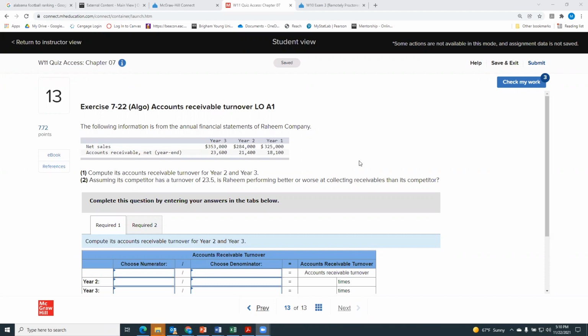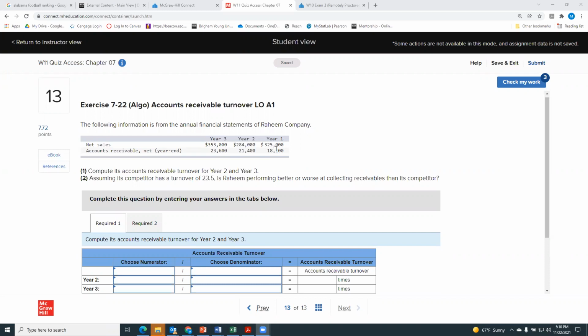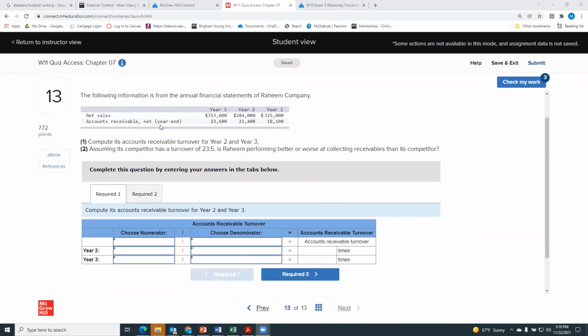So the following information is from the annual financial statements of the Rahim Company. We have our net sales for 3 years and our accounts receivable net for 3 years. It tells us to compute the accounts receivable turnover for years 2 and 3. And so the first thing we have to do is figure out what goes here.